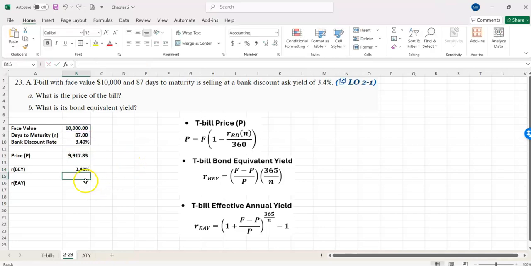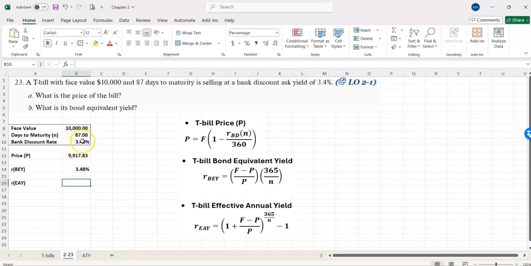So I've already formatted this as a percent. All I did there was hit percent, and I hit the left arrow here that adds decimal places. So 3.48% for the bond equivalent yield.